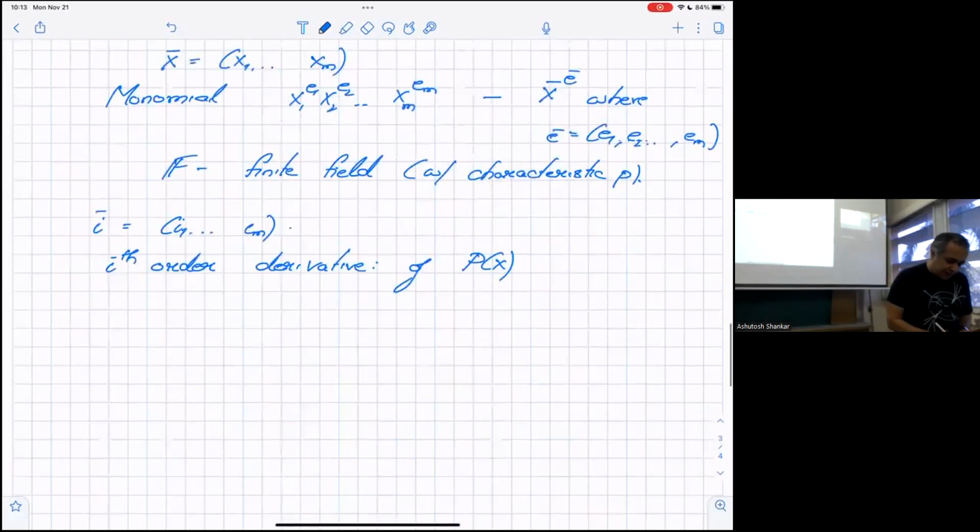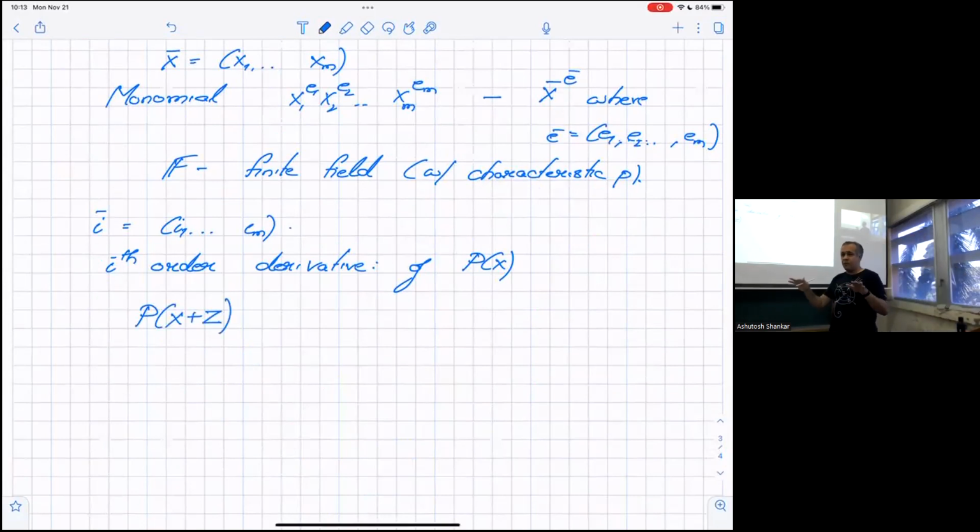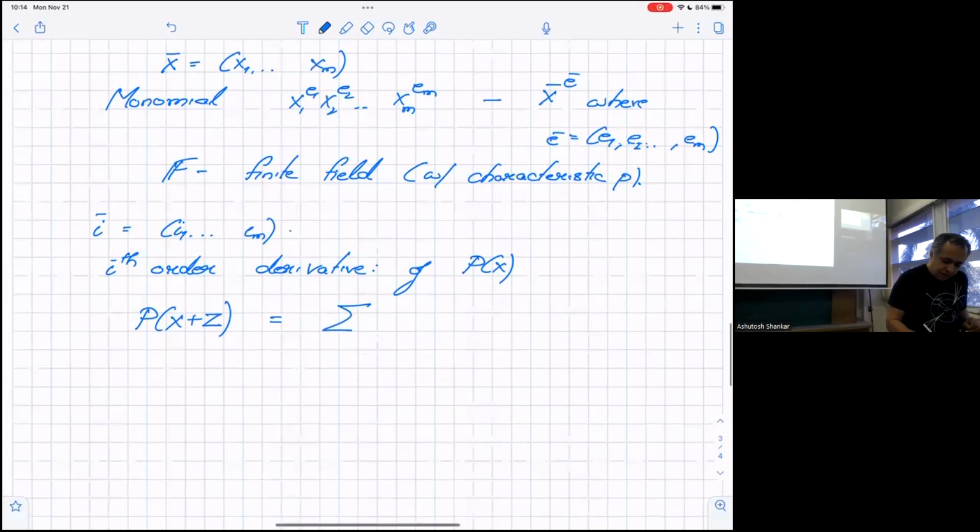I'm going to write P of x plus z. So take two formal sets of variables, x1 to xn and z1 to zn. Now expand this out. This will be some polynomial, and just collect similar terms in z, just like we collected similar terms in epsilon over there. Each term in z will be accompanied by something. That something will be what I will call the ith order derivative.